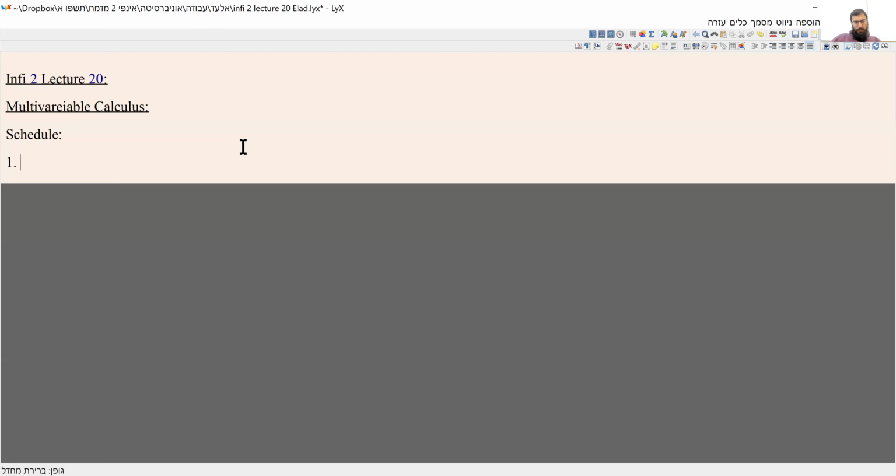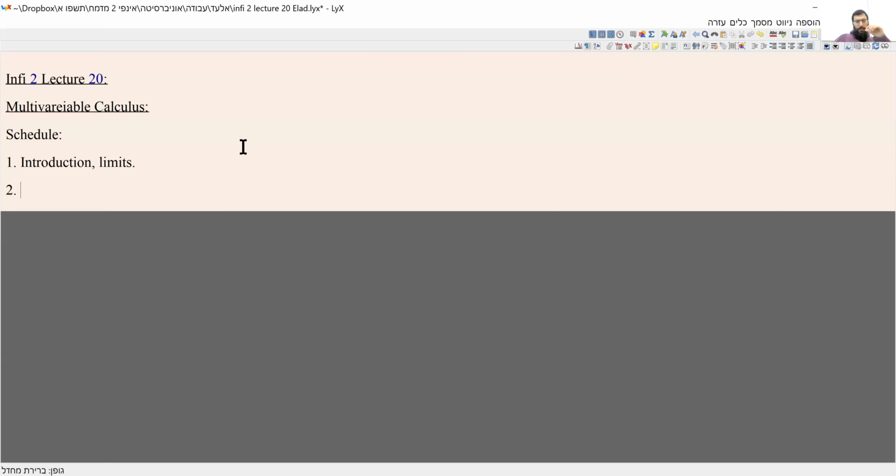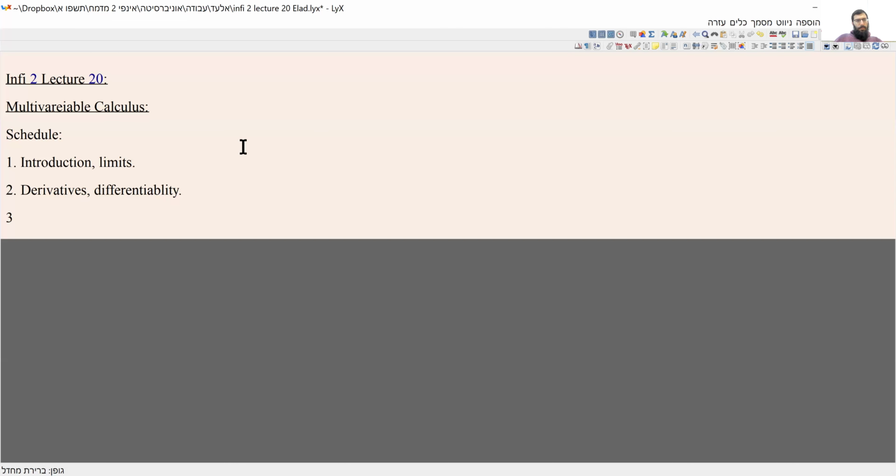First of all, introduction. Today, limits and continuity. Second, derivatives. Differentiability, and more on that. And local extrema.